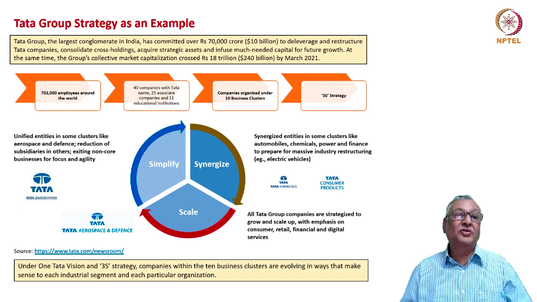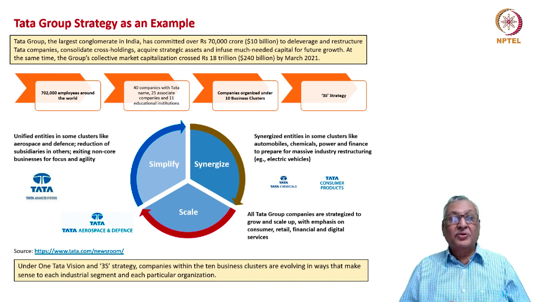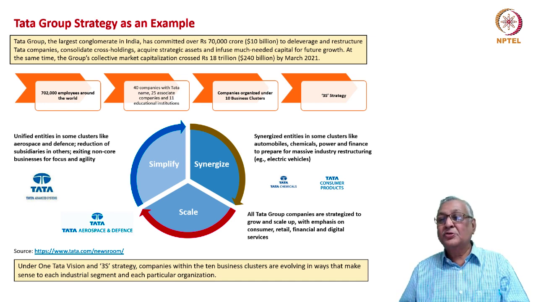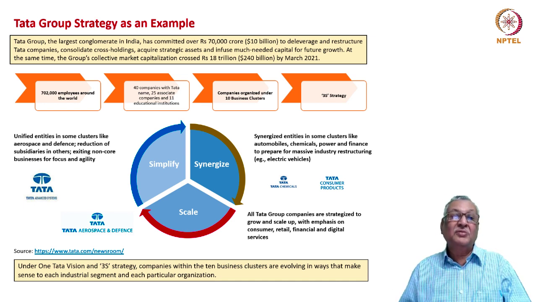Let's take an example of Tata strategy. Tata Group is the largest conglomerate in India. It has committed over 70,000 crore, that is $10 billion, to deleverage and restructure. Tata companies consolidate cross-holdings, acquire strategic assets, and infuse much needed capital for future growth in this process. At the same time, the group's collective market capitalization crossed rupees 18 trillion, which is $240 billion, by March 2021.